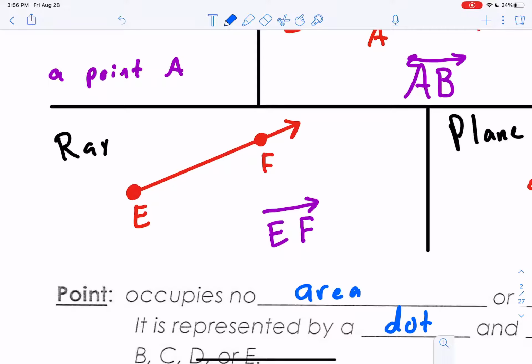So looking at notation, right there in purple, I've got the letters E and F with a line with an arrow on top of it.